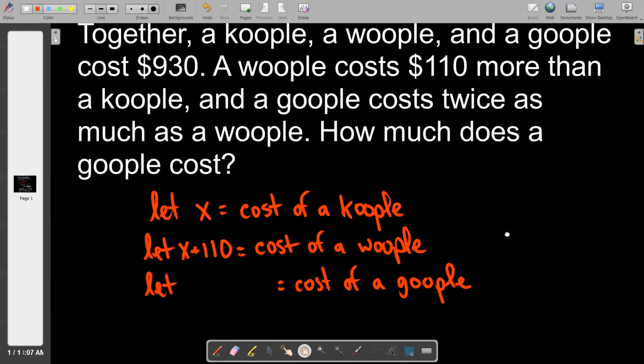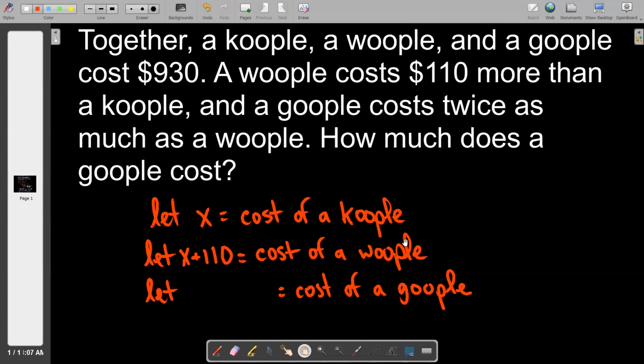Watch out. I have to come up with a description of the Goople. You see that it's not relative to X this time. It's relative to something else. Sebastian?